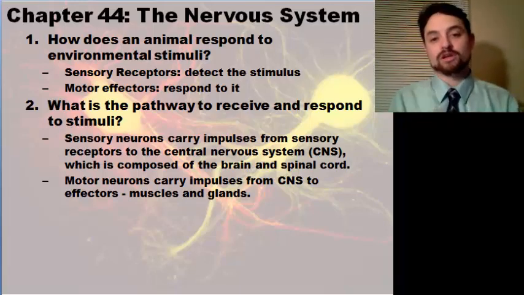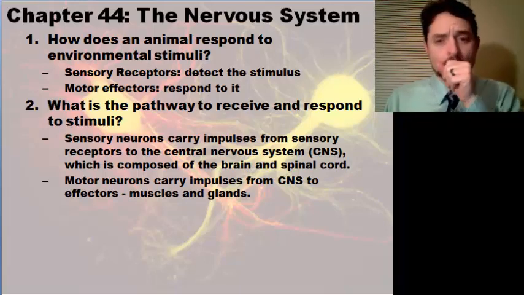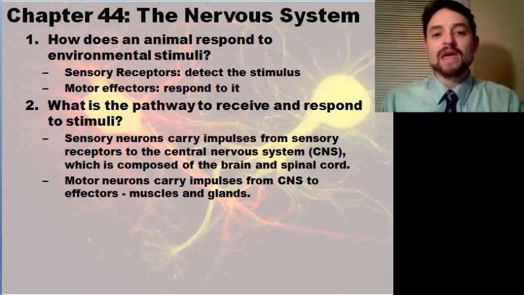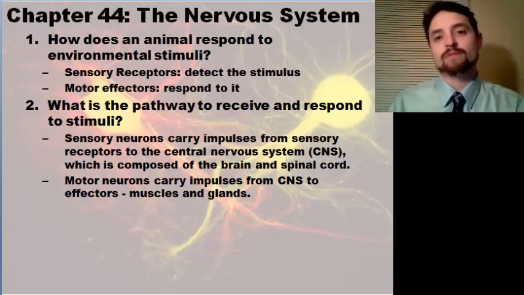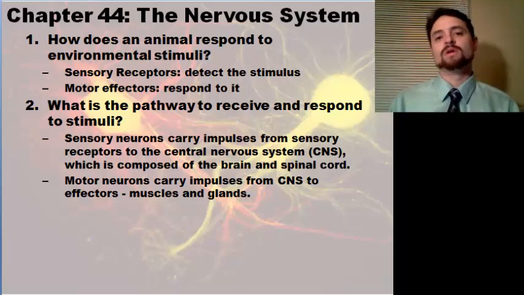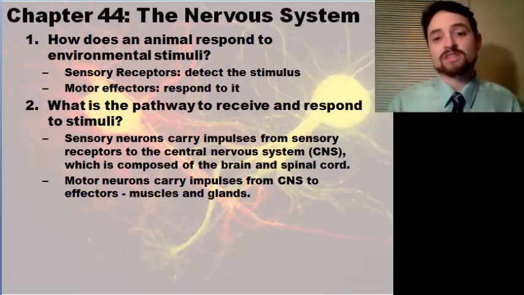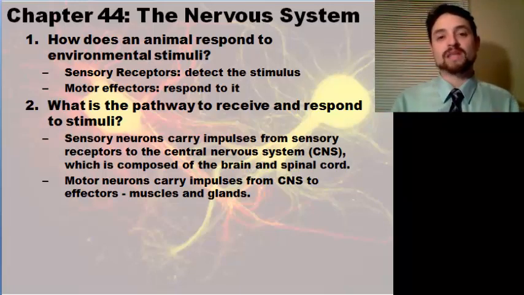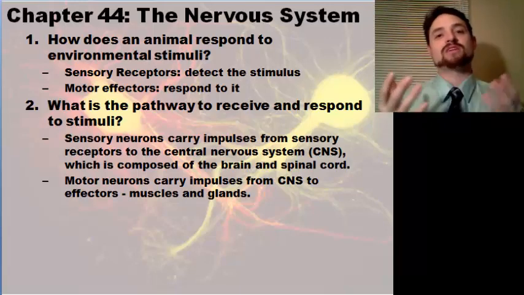So, when we look at the nervous system, we have some questions that we'd like to start with. Number one, how does an animal respond to environmental stimuli? There's a couple processes that make that response take place. The first is the sensory receptors. This is detecting the stimulus. So, something in the environment has caused a reaction that needs to take place by the body, so your body has to perceive that. The second thing then is the motor effectors, which respond to it. So you perceive it, and then you have some kind of reaction that responds to it.